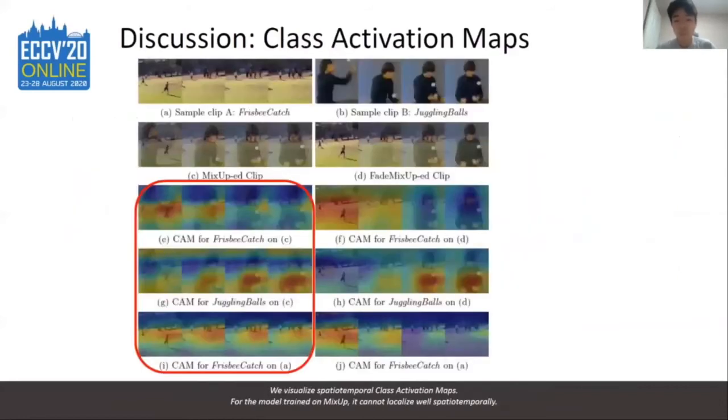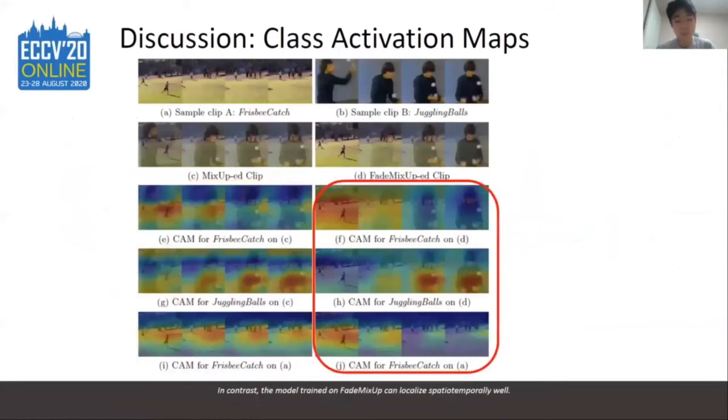We visualize spatial-temporal class activation maps. For the model trained on mix-up, it cannot localize well spatio-temporally. In contrast, the model trained on fade mix-up can localize spatio-temporally well.